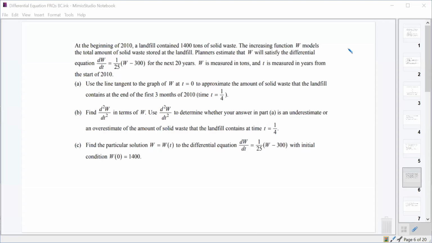The trash is increasing. Yes, both in whatever this world is, that at the beginning of 2010 with a landfill that contained 1,400 tons of solid waste, and in our reality here. Yes. It even says increasing function.